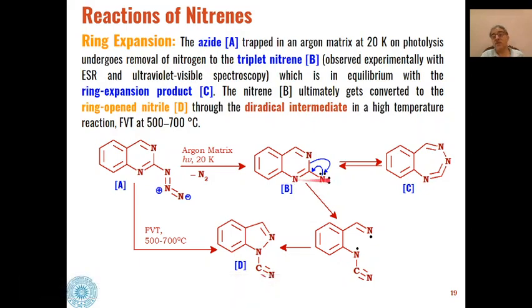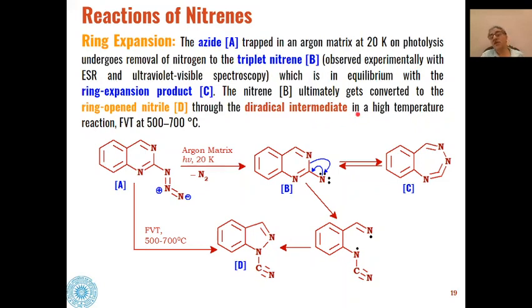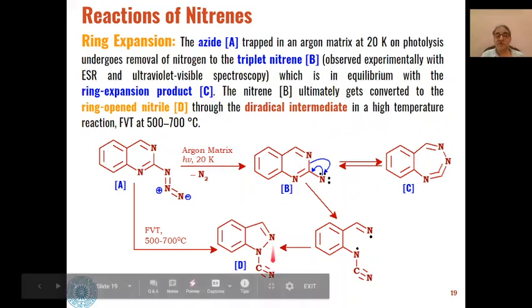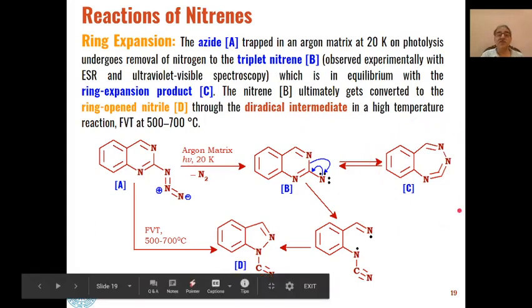So in the same reaction, there is a possibility of either ring expansion or ring contraction, and this ring contraction can also be achieved directly if we heat this at 500 to 700 degree centigrade in FVP. So through a diradical intermediate at a high temperature, we can get ring contracted products, or under these conditions we can have a ring expansion product.